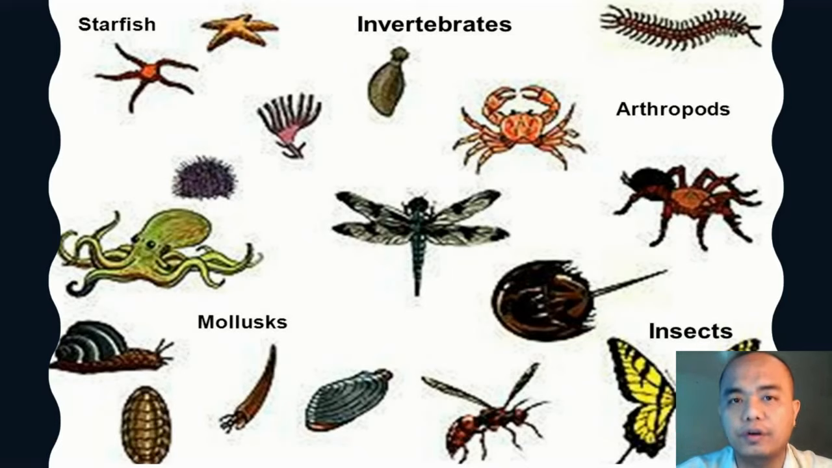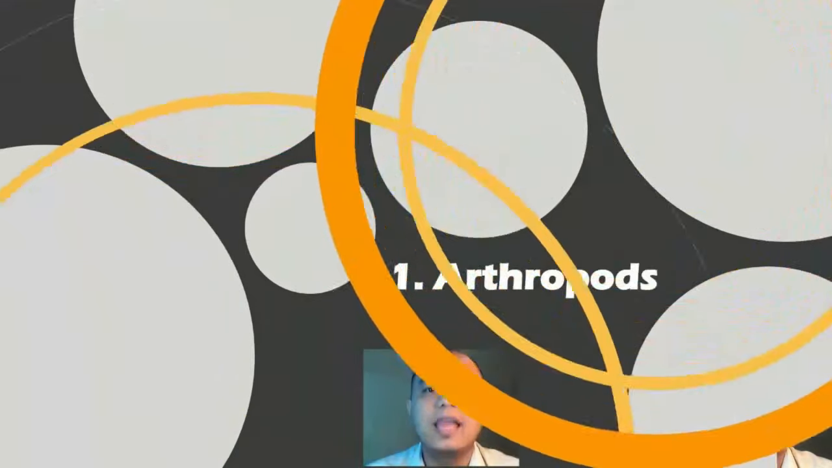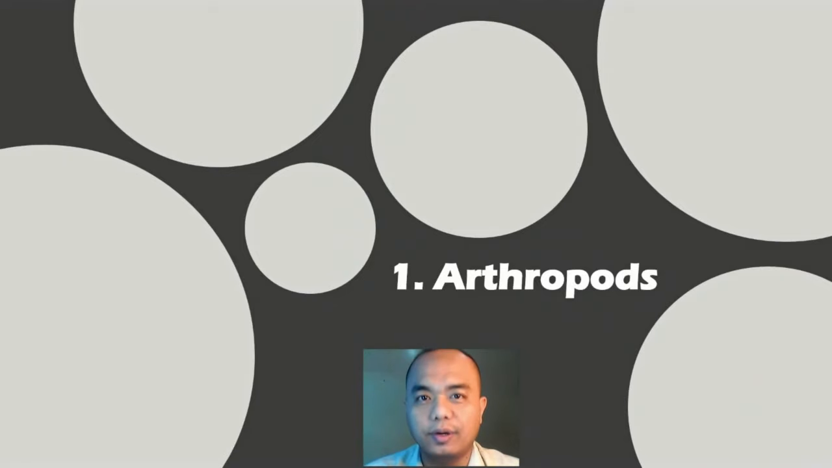And they are very diverse. Lain-lain sila, lain-lain itsura. That's why they can be grouped, also just like vertebrate animals. The main groups of the invertebrate animals are cnidarians, nematodes or nematoda, mollusks, annelida, echinoderms, sponges, arthropods, and platyhelminthes. We will discuss each of the groups as we go along. Let's start with the arthropods. Any idea?